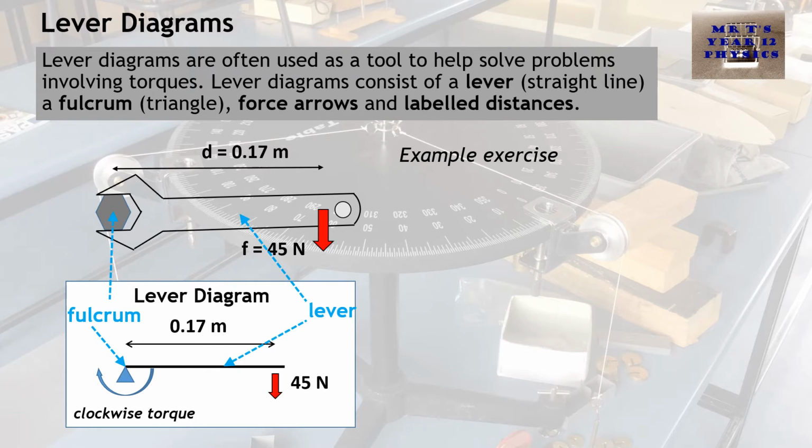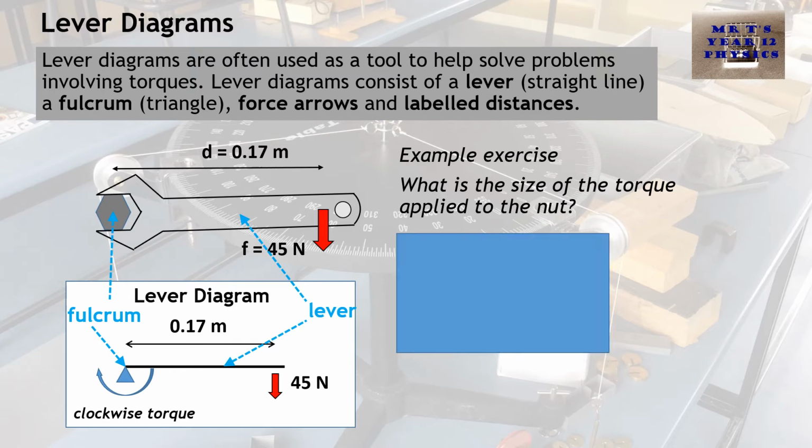So here's an example exercise. I want to work out what is the size of the torque applied to the nut. So I'm going to use the formula that we had on the previous page. Remember that was tau, or torque, equals force times distance. Now I just substitute in the force that I can clearly see from my lever diagram and my distance, and I get my answer, 7.7 Newton meters.